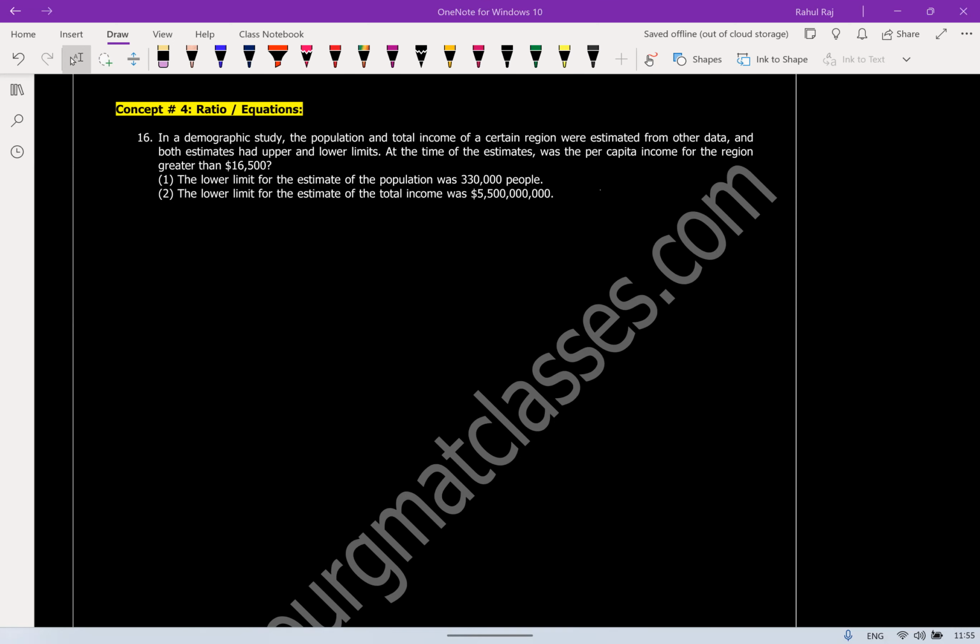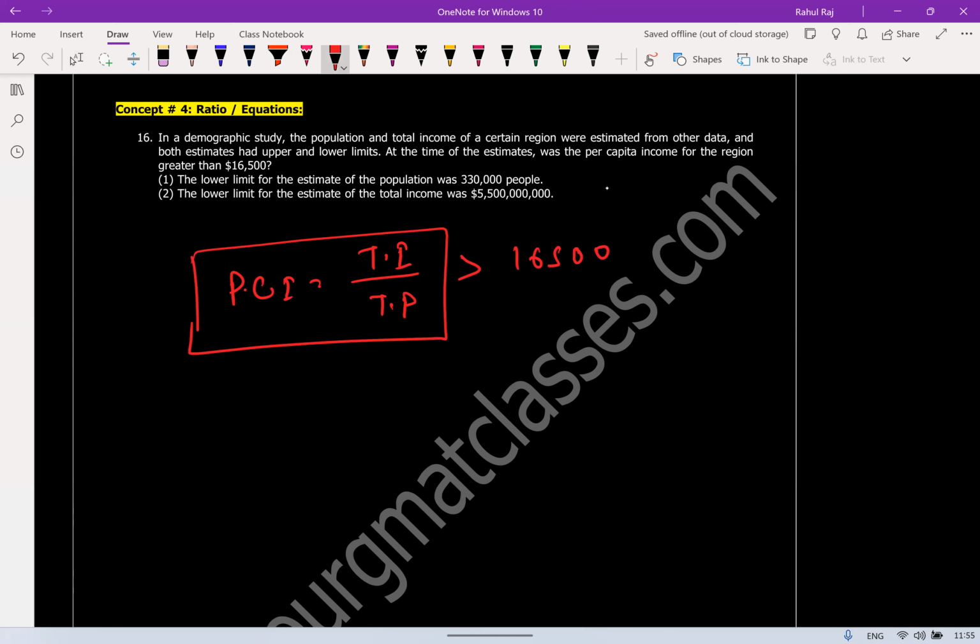See, it says that in demographic studies the population and the total income of certain regions are estimated from other data. And both estimates have an upper and lower limit. At the time of estimate, was per capita income greater than 16,500? What is per capita income? Total income by total population, right? So do option number 1 and option number 2 talk about total income and total population? Per capita income simply means total income and total population. It says the lower limit. So PCI is what? Total income by total population.